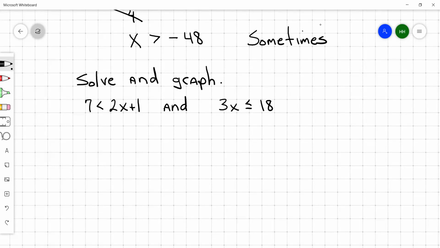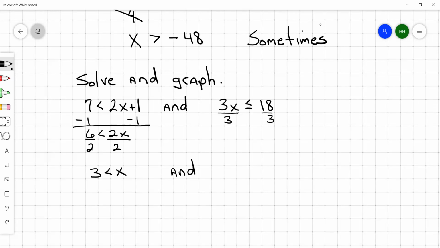When you get a compound inequality that looks like this, you solve both of them. So here's what I mean. You subtract 1 from each side right here. 6 is less than 2x. You divide both sides by 2. And 3 is less than x. There's one of your solutions. 3 is less than x. And you solve the other inequality. Divide both sides by 3. x would be less than or equal to 6.